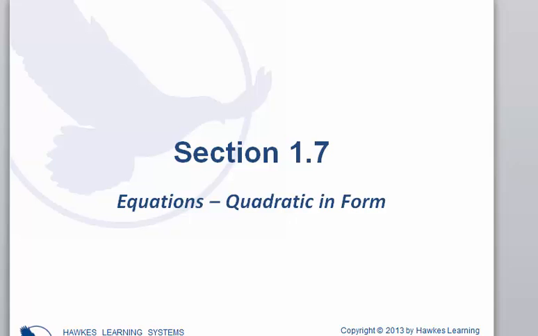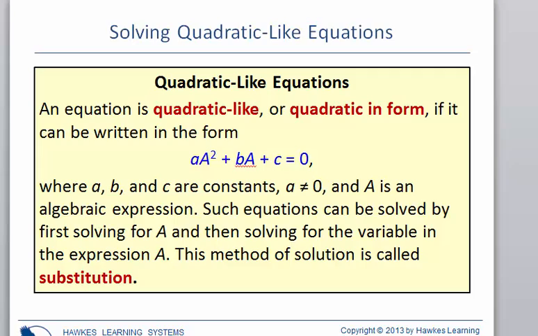Finally, in section 1.7, we'll discuss equations that are what we call quadratic in form. An equation is quadratic-like or quadratic in form if it can be written in the form lowercase a times the capital A squared plus b times capital A plus c is equal to 0, where lowercase a, b, and c are constants, a is not equal to 0, and capital A is an algebraic expression.